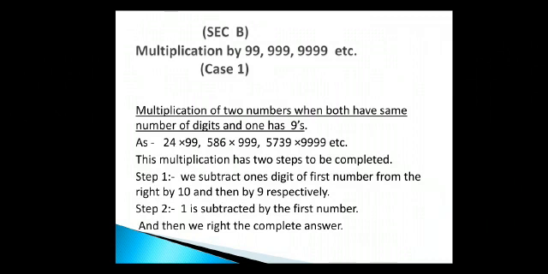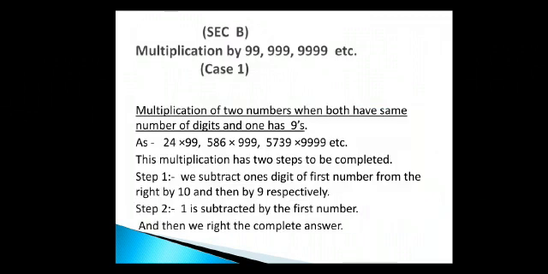This multiplication has two steps to be completed. Step first, we subtract the one's digit of the first number from 10, and then the remaining digits from 9 respectively, going from the right. Step 2, 1 is subtracted from the first number and then we write the complete answer.